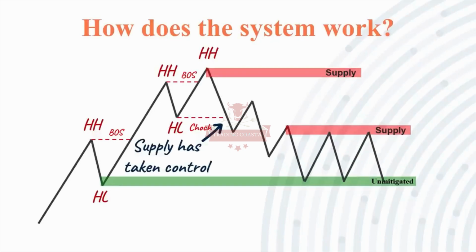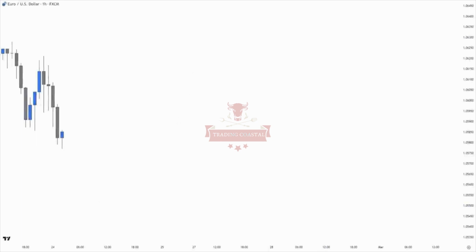So let's see some real chart examples on this topic. Here on the Euro-Dollar 1 hour time frame, let's break down market movements individually to identify where supply and demand are in control. Starting from the left, we have a break of structure to the downside and supply is in control as long as we stay below this swing high.